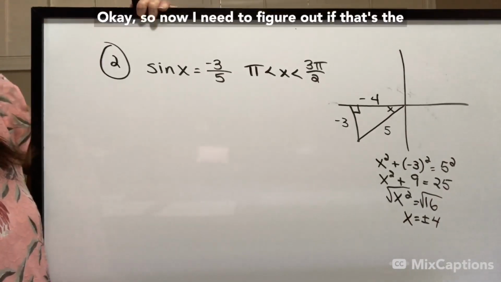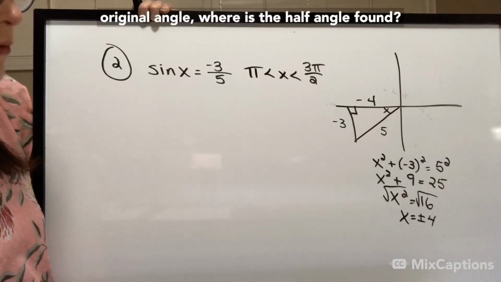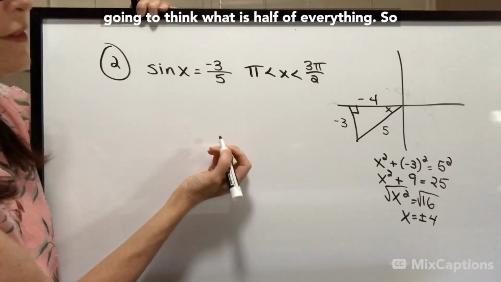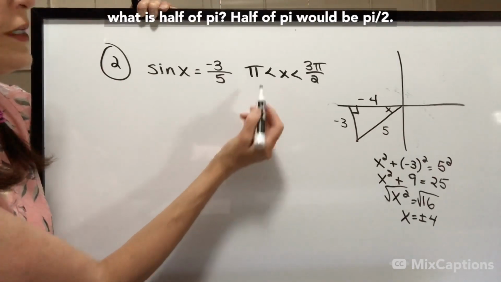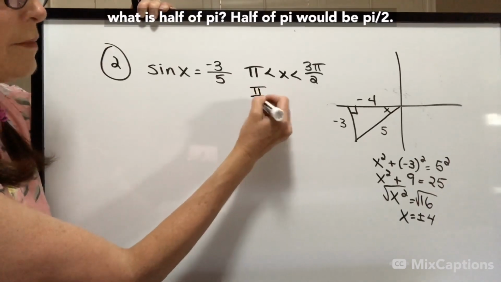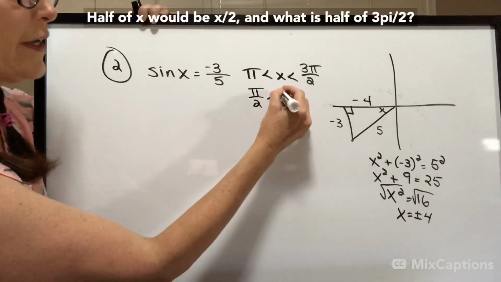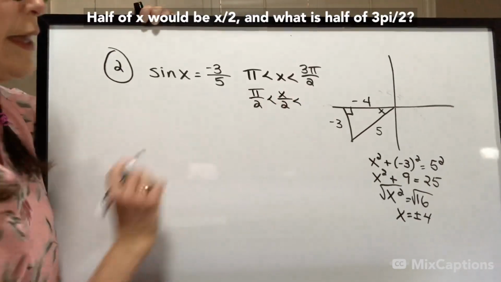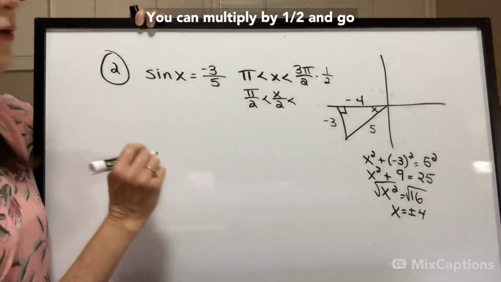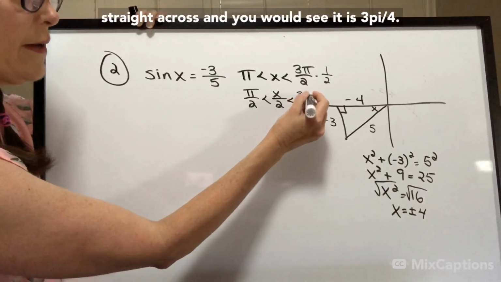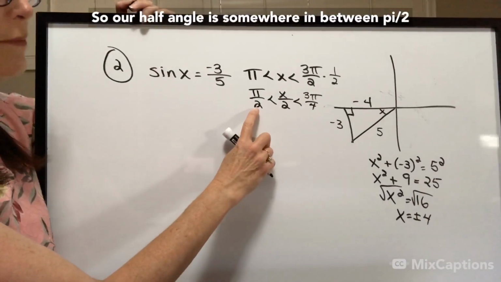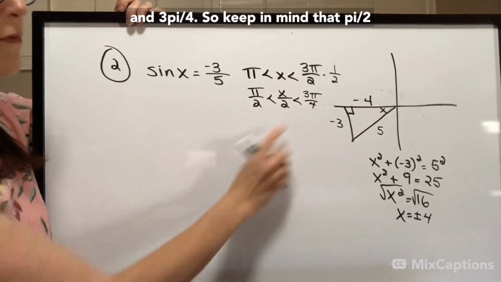Okay, so now I need to figure out if that's the original angle, where is the half angle found? So you're going to go back to here and you're going to think, what is half of everything? So what is half of pi? Half of pi would be pi over 2. Half of x would be x over 2. And what is half of 3 pi over 2? Again, you can multiply by half and go straight across, and you would see it's 3 pi over 4. So our half angle is somewhere in between pi over 2 and 3 pi over 4.